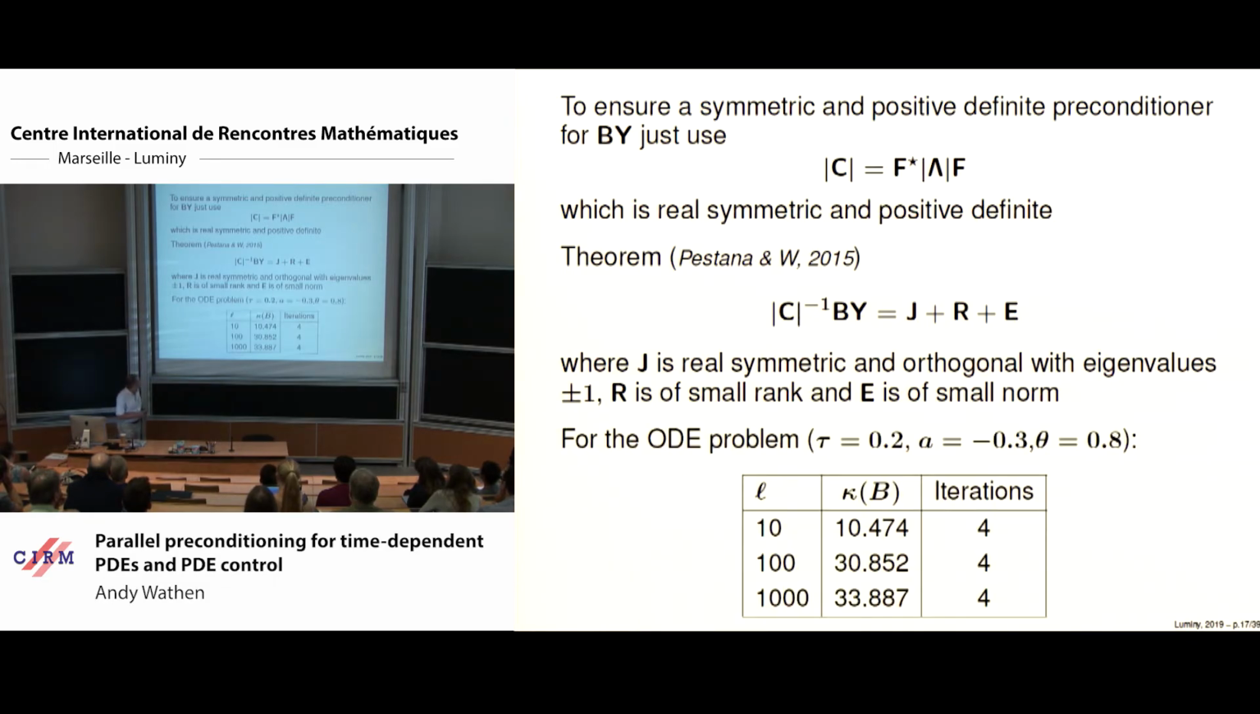So here's the ordinary differential equation. This is the number of time steps. This is the condition number of B. These are not nasty matrices, right? Nobody's saying they are. 30 is not a bad condition number. The number of iterations is 4. I didn't go any further because the number of iterations is 4, and the condition number is about 30. So the square root of the condition number is about 6.